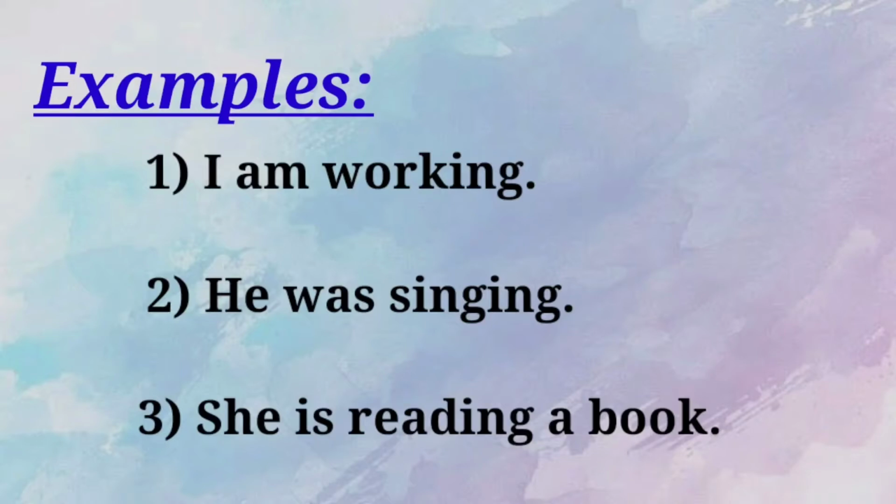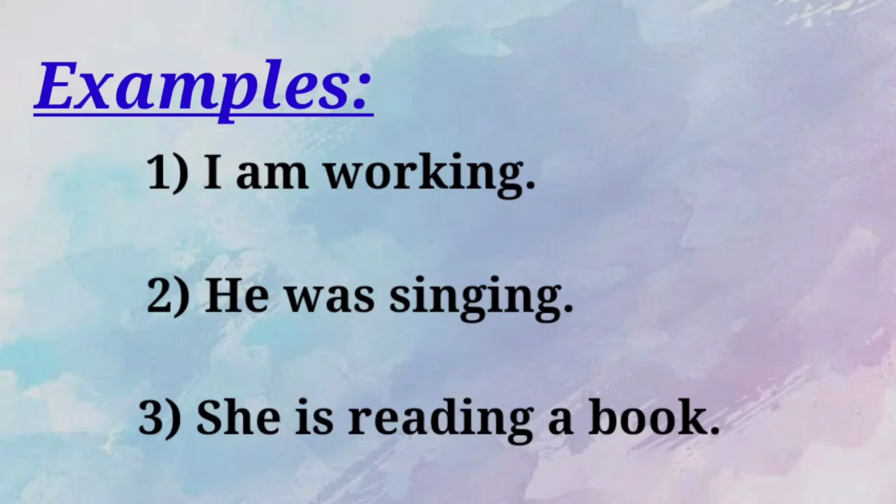Now look at the third question. She is reading a book. Now tell me, which is the subject here? Yes, she is the subject. Is is a helping verb. Reading is the main verb. A book is the object. Now tell me, which is the present participle here? Yes, reading is the present participle. Read here is the base form of the verb and then we have added ing to form the present participle of the verb.